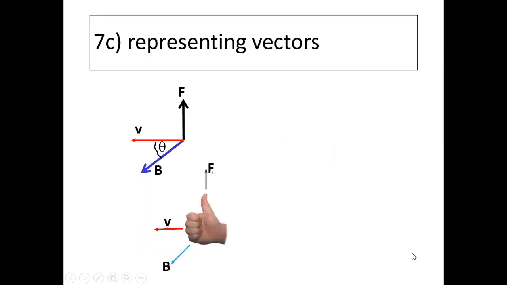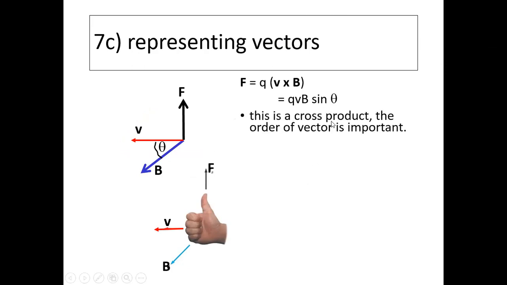Instead of remembering all the Fleming's rules, left-hand rule, right-hand rule, so many rules, we use vectors, which is easier. That's why we write it as a vector: F equals Q V times B. This is a vector product, whose magnitude is VB sine theta. It's called a vector product or cross product. The order is important. You write V first times B, not B times V.